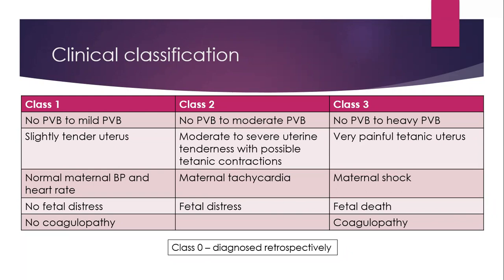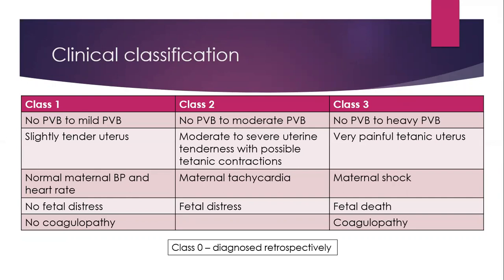Then between your slightly tender uterus and your very painful tetanic uterus, you have your in-betweens, which is your moderate to severe uterine tenderness, and then there are possible tetanic contractions, but it can also just be tenderness without having contractions. You also then have your normal maternal BPs, your normal heart rate, versus your maternal shock. So when we talk about stable patients, it will be your class 1. These are the ones that get the one IV line.